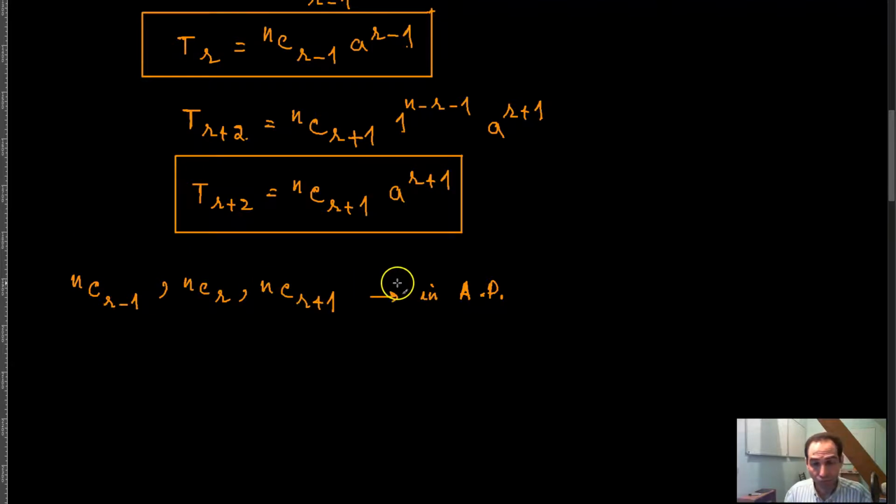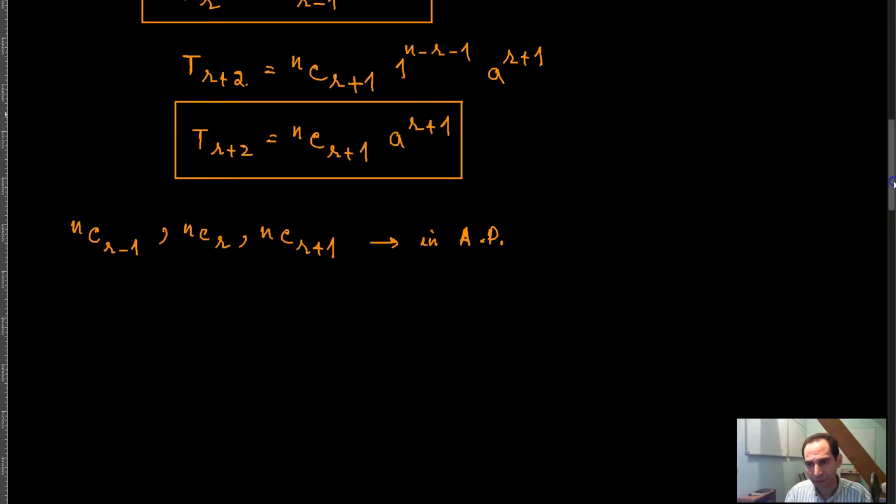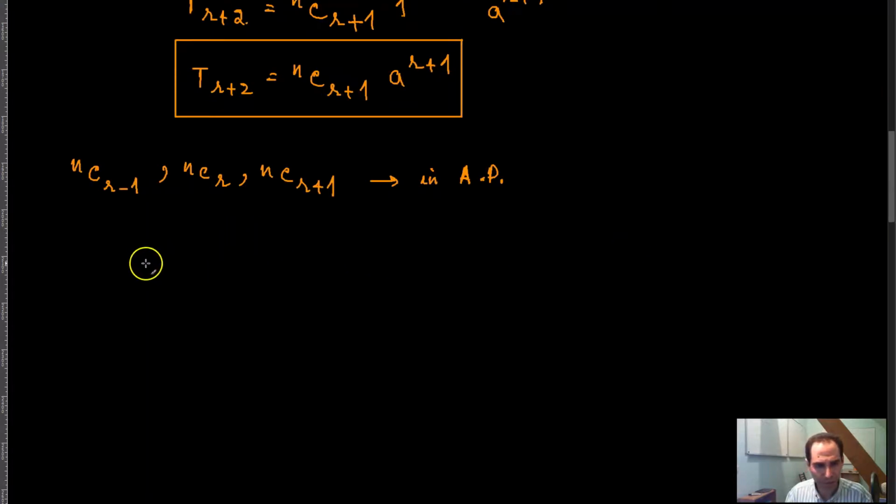Now what does it mean to say that, for example, three expressions or three terms are in arithmetic progression? What that means is, for example, suppose that you have 1, and 1 plus 2 is equal to 3, 3 plus 2 is equal to 5, 7, and so on and so forth.